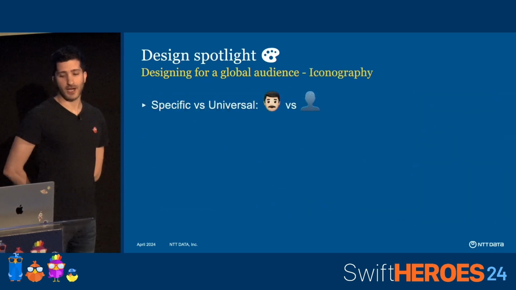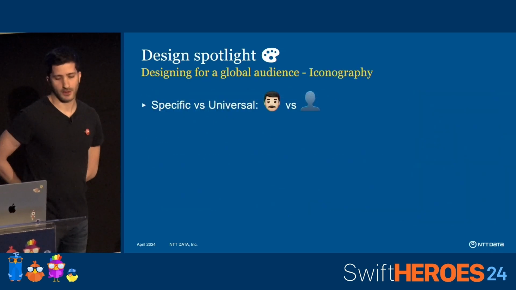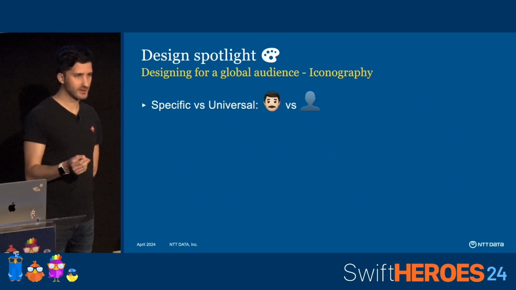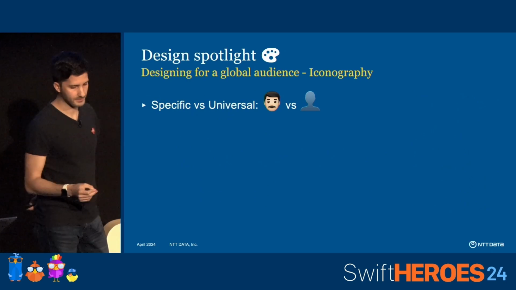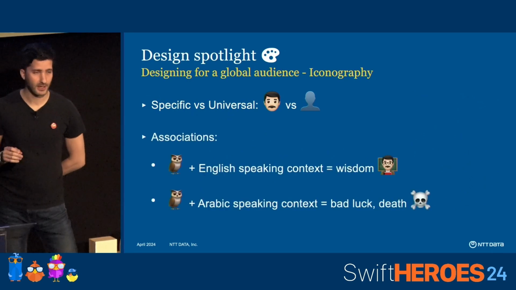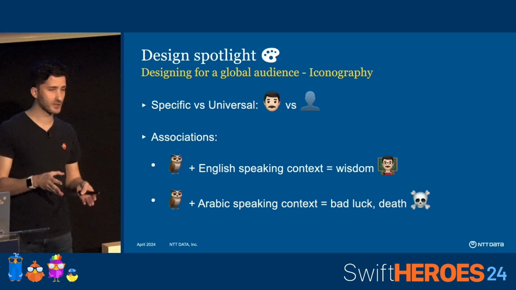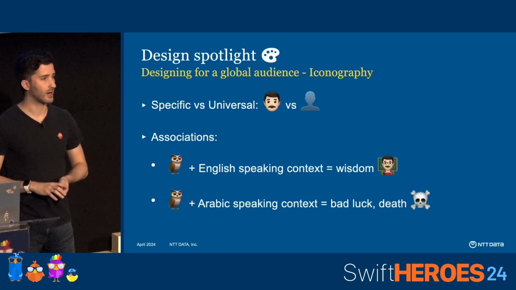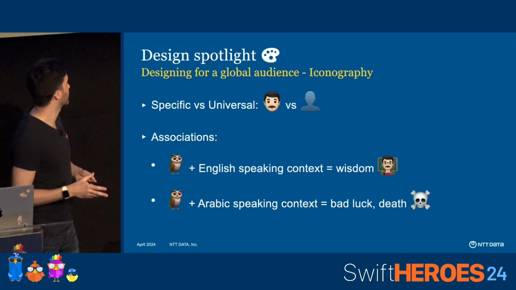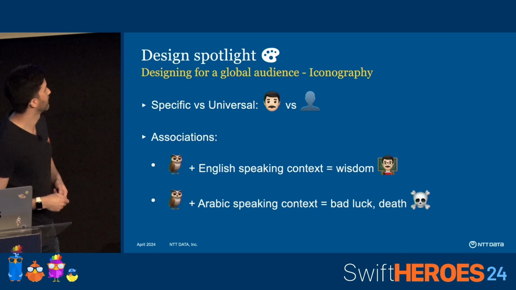When talking about iconography, we should ask ourselves how specific or universal we want to be. And also be careful about association, as for example, the owl in an English-speaking context means wisdom, while in an Arabic-speaking context it means bad luck or even death.